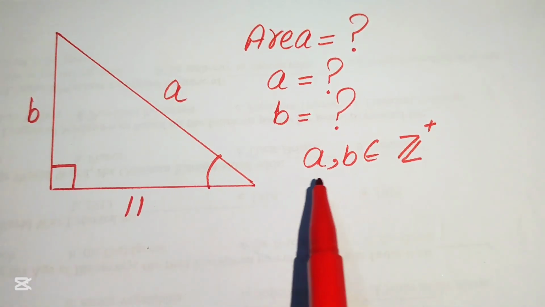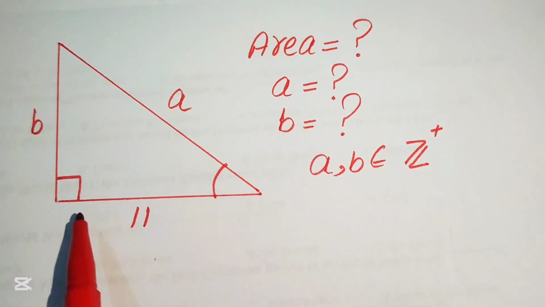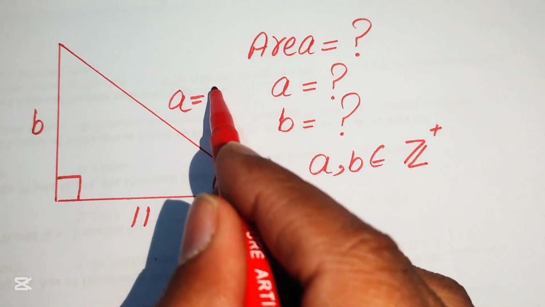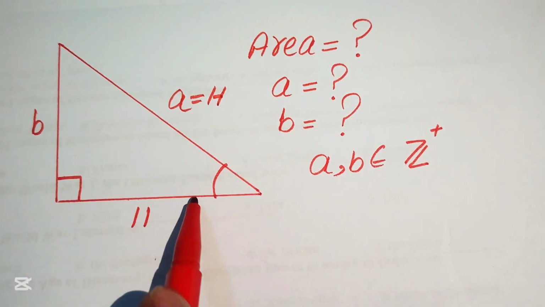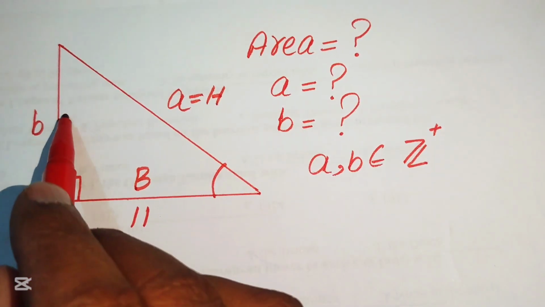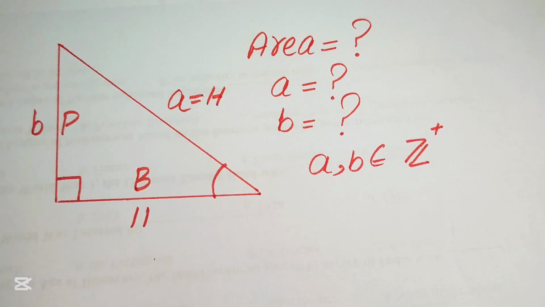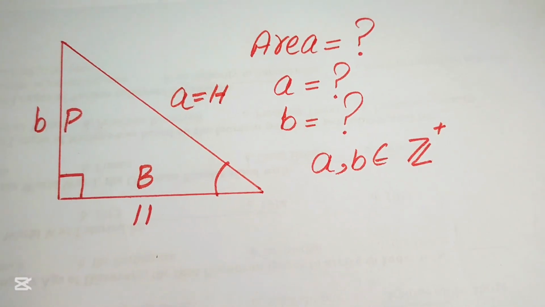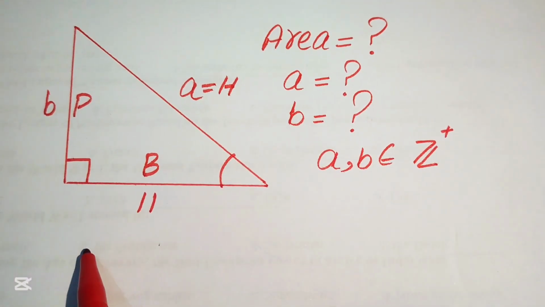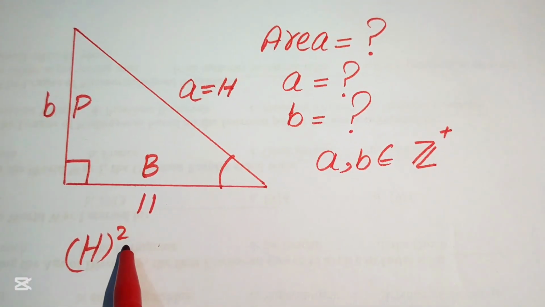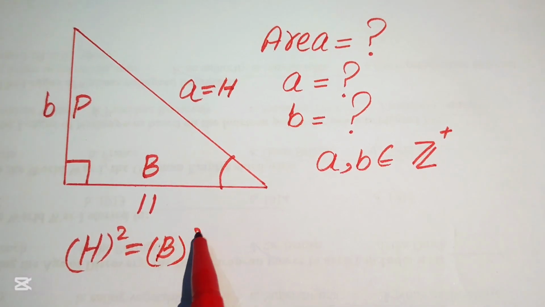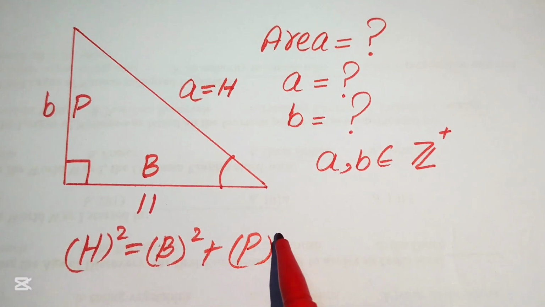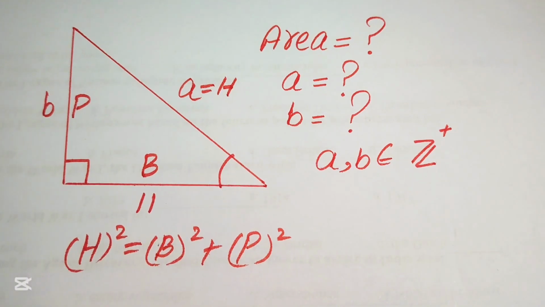Here you very well know about the right triangle. The side opposite to the 90 degree angle is called the hypotenuse, the side which joins these two angles is called the base, and this side is called the perpendicular side of this triangle. The Pythagoras theorem also holds in a right triangle. It is stated as hypotenuse square equals base square plus perpendicular square. So this is our Pythagoras theorem.